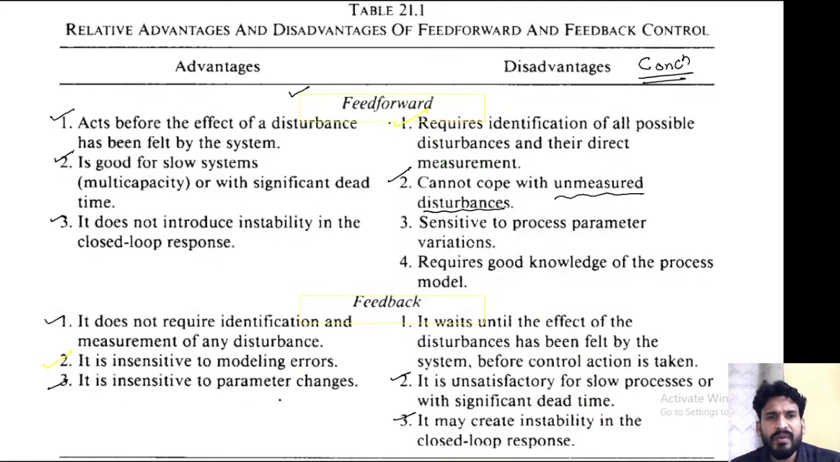It is sensitive to process parameter change, as I already told you. In other words, it is the first point itself. Sensitive to process parameters, because it requires all the identification and good knowledge of the process model. So these are the feed forward and feed backward advantages and disadvantages. In the PSUs, or also in the GATE examination, they can ask a 1 mark question based on it. Okay, so you can see this. Can we move forward? Please tell me.